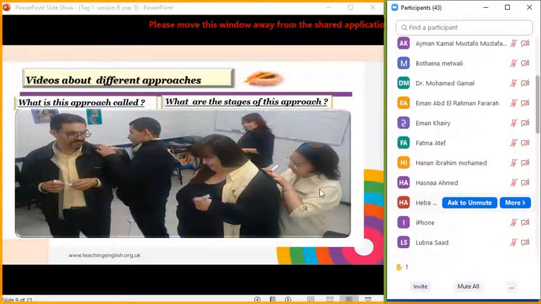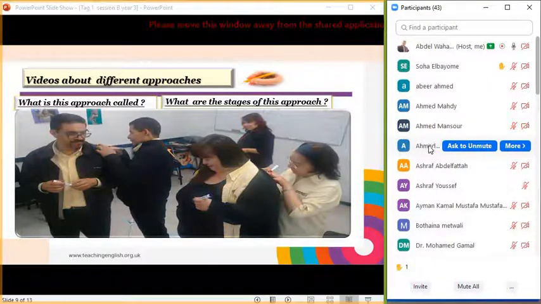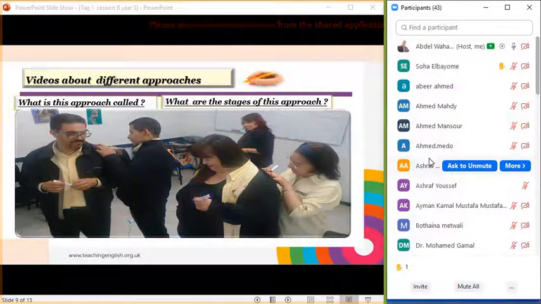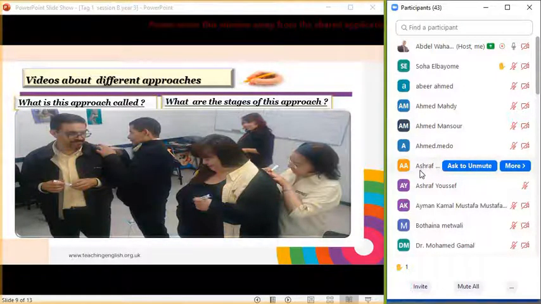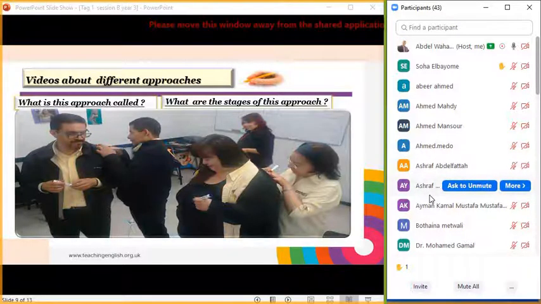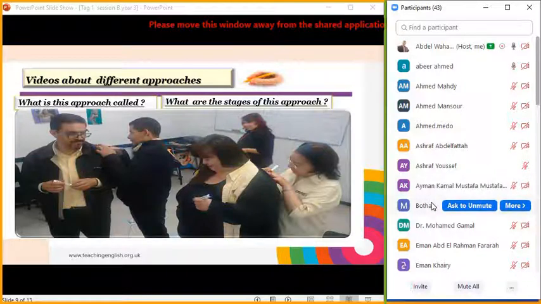Let's start. What is this approach called, and what are the stages of this approach? What do you think? Who can speak? Can anyone speak about this approach? Is there an idea? Who can give me any ideas about this approach? Miss Abir, what do you think? What is this approach called?